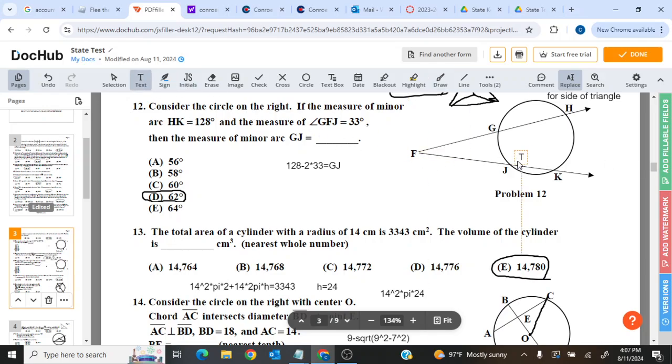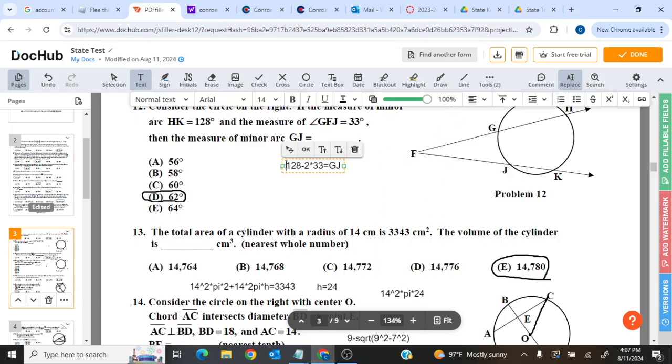Okay. Consider the circle on the right. If the measure of minor arc HK is 128 and the measure of the angle is 33 degrees, the measure of minor arc GJ is what? Well, if you remember our equation from last time, HK minus GJ is equal to 2 times this angle. So rearranging that a bit, if you subtract 2 times the angle from 128, you will get this GJ length of 62.